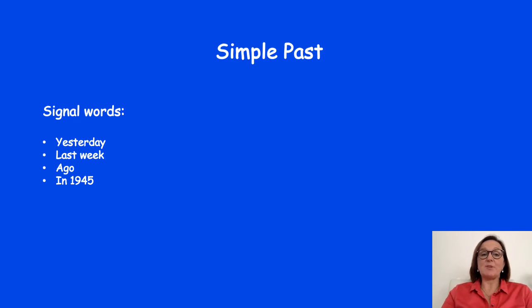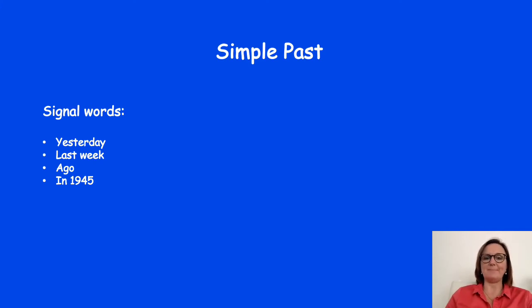My students know that I'm a great fan of signal words or key words. These are words that help us understand which tense we need to use depending on the time that the sentence is using. For example, if you find the word yesterday in a sentence, we know we have to use the simple past tense. If you find a word tomorrow, then we know we have to use a future tense. So the signal words that we need to remember for the simple past are yesterday, last week, ago, or in 1945, for example. Now these are just a few, there are more, but these are the main ones, okay?